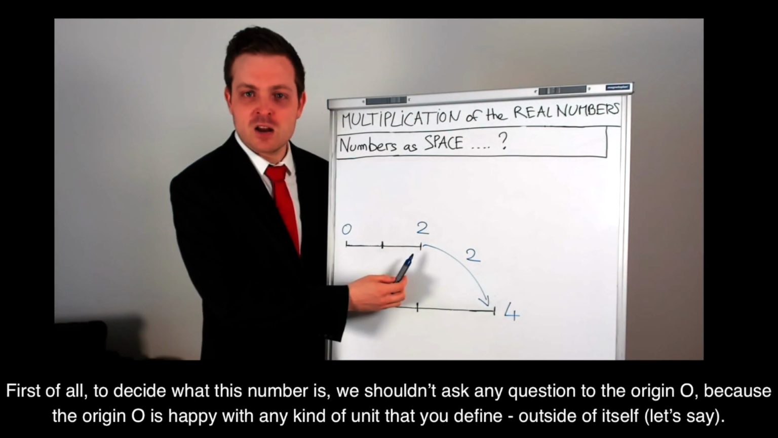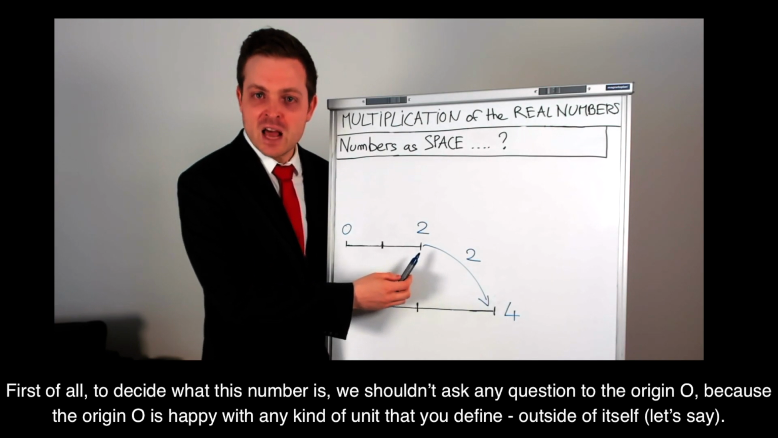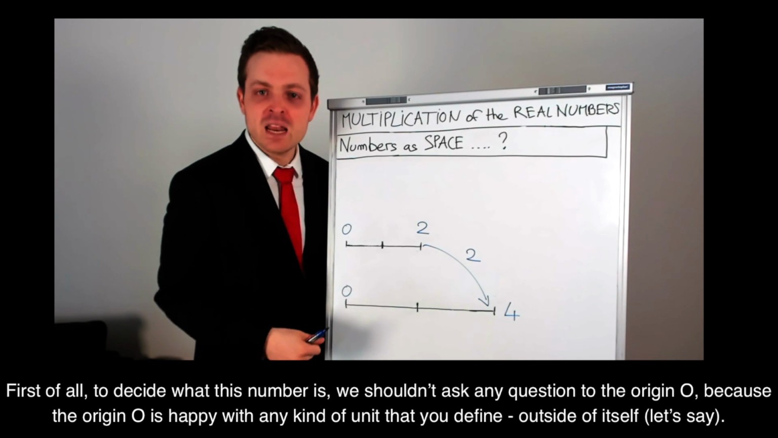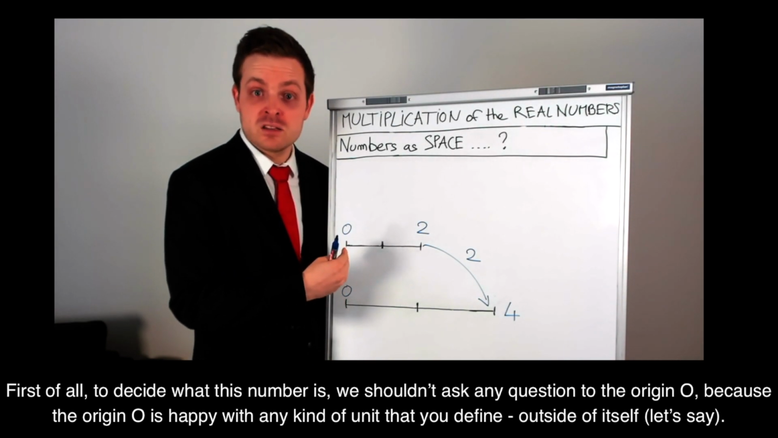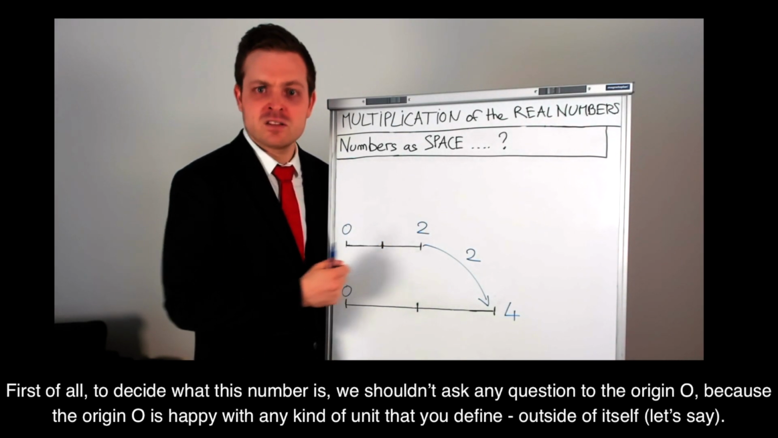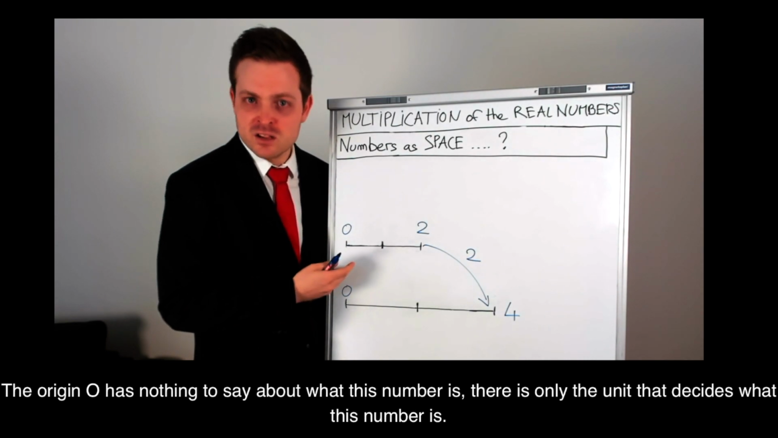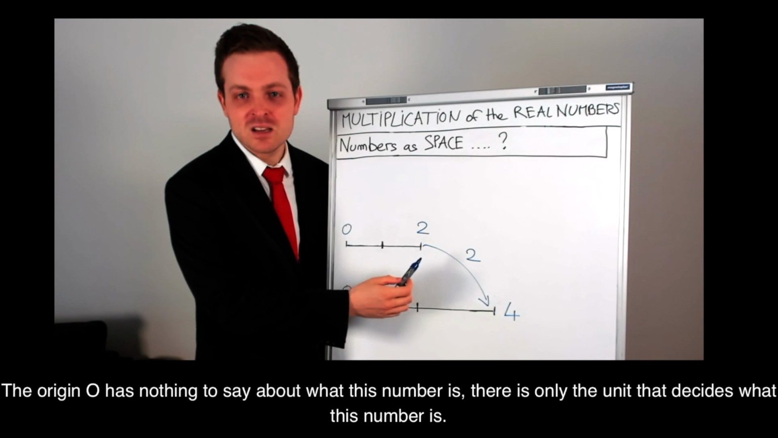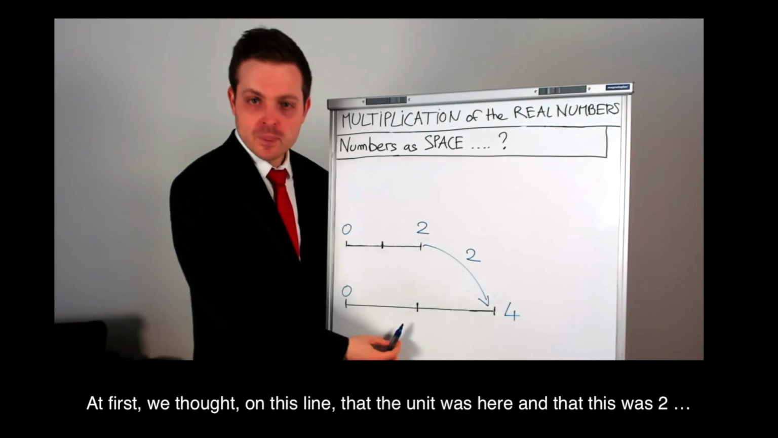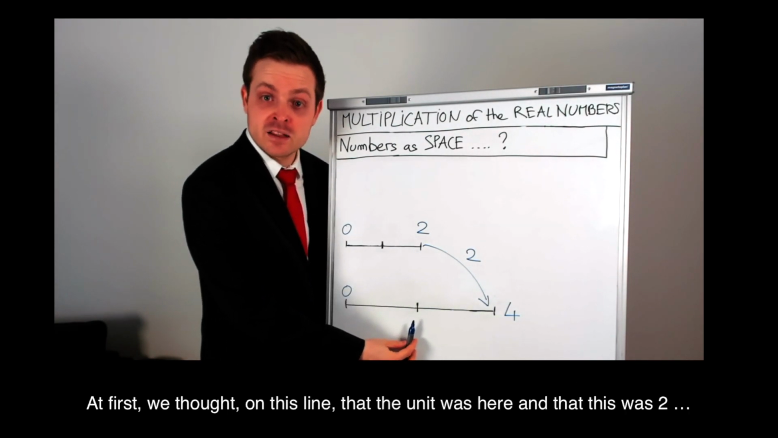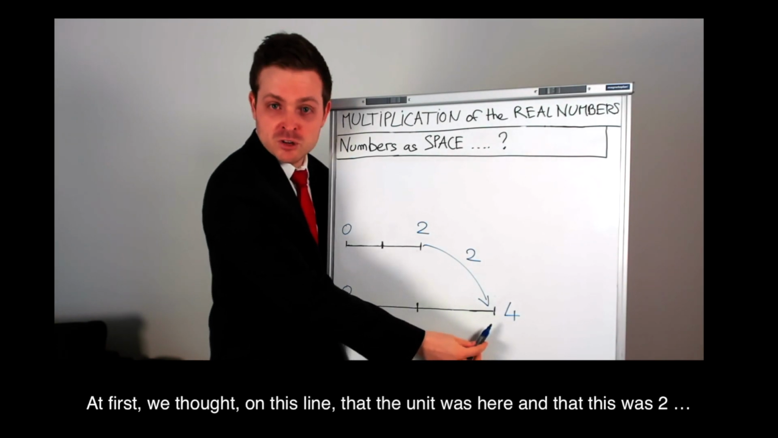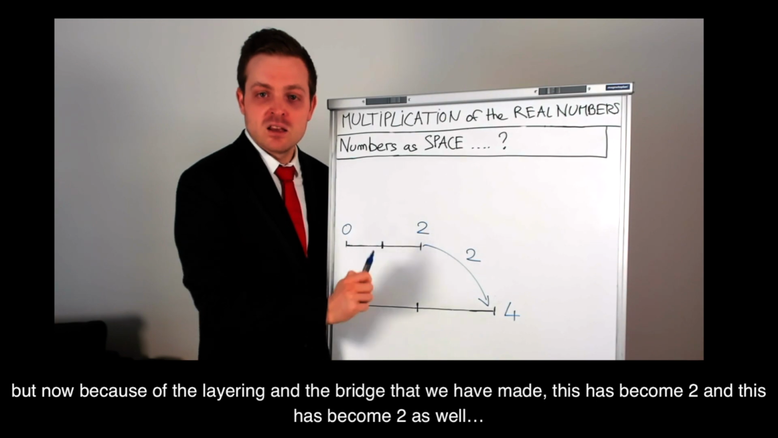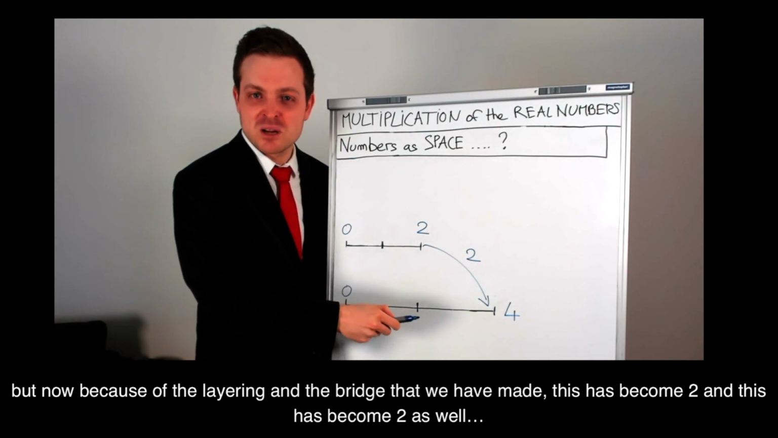First of all, to decide what this number is, we shouldn't ask any question to the origin, because the origin is happy with any kind of unit that you define that is outside of itself, let's say. So the origin has nothing to say about what this number is, and there's only the unit that decides what this number is. At first, we thought on this line that the unit was here and that this was number 2, but now, because of the layering and the bridge that we've made, this has become the number 2, and so this has become the number 2 as well.